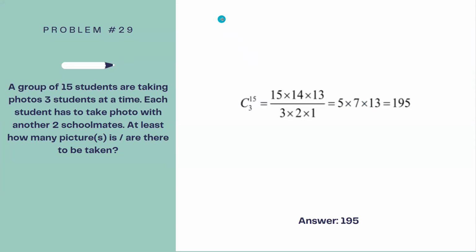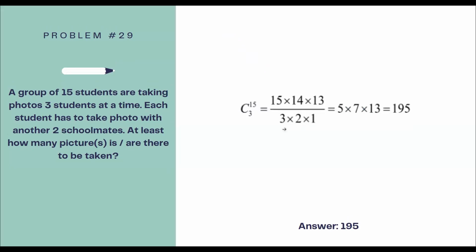So for the solution, we have simply 15 combination 3. So 15 combination 3 is equal to 195. Okay. Sorry, it is 455. Am I right? Wait, let me check. Yeah, it's 455. Sorry for this.